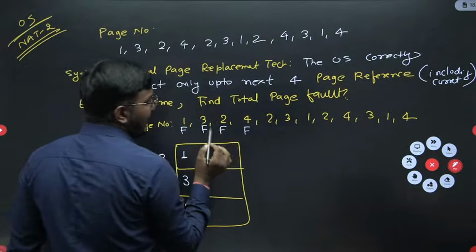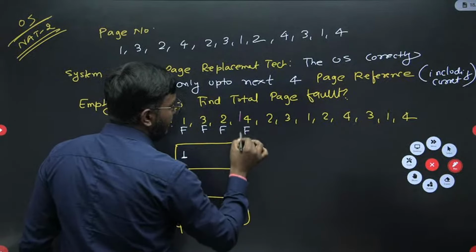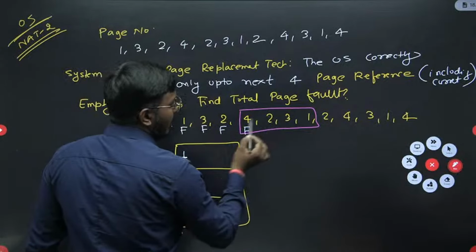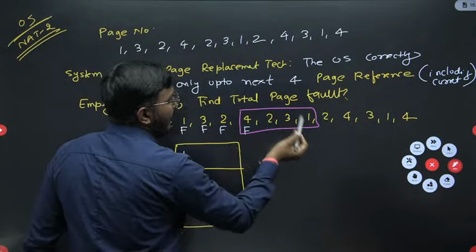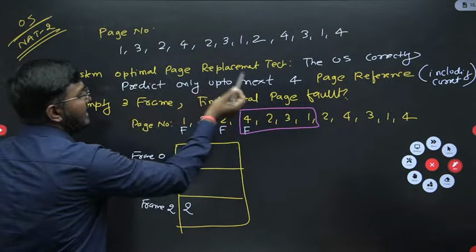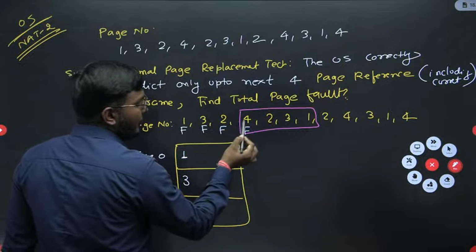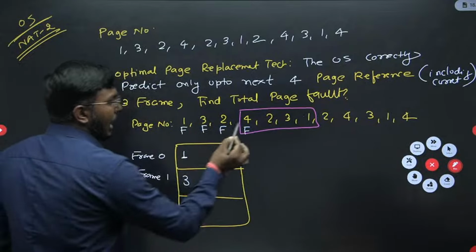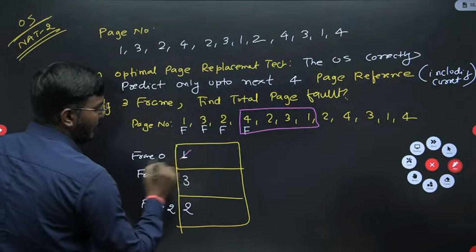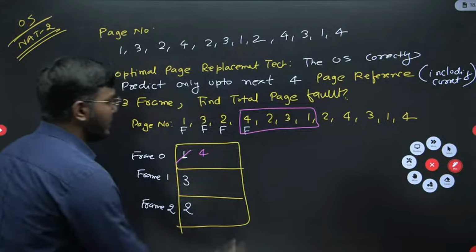Current means we are at this 4. Including the current, we need to correctly predict only 4 page references: 4 2 3 1. These 4 page references will be correctly predicted by the operating system in the optimal page replacement technique. Now out of these, the one not among them will be replaced by this 4. Understood? So this 4 is a page fault.